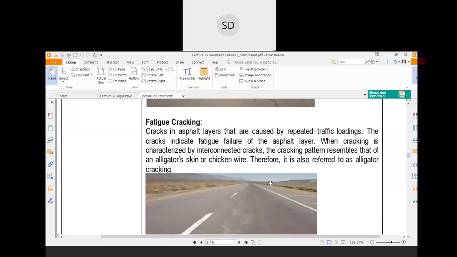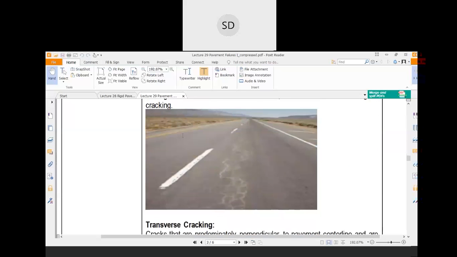Another type of cracking is fatigue cracking. Fatigue cracking is cracking in the asphalt layer caused by repeated traffic loading. The cracks indicate fatigue failure of the asphalt layer. When the cracking is more than 20% of the total surface area of the flexible pavement, we can say that the flexible pavement has failed. This is a fatigue failure. When this type of failure reaches up to 20% of the total pavement width or length which we have considered, we can say that the pavement has failed.